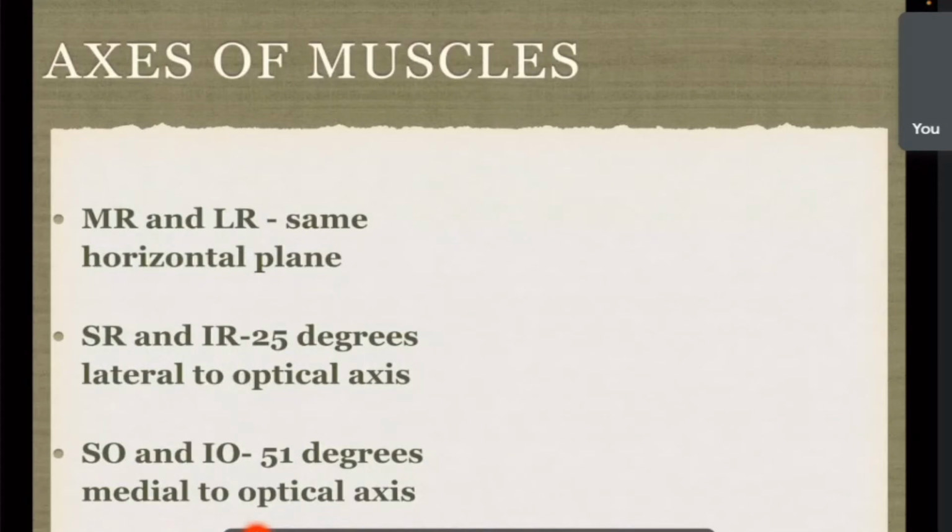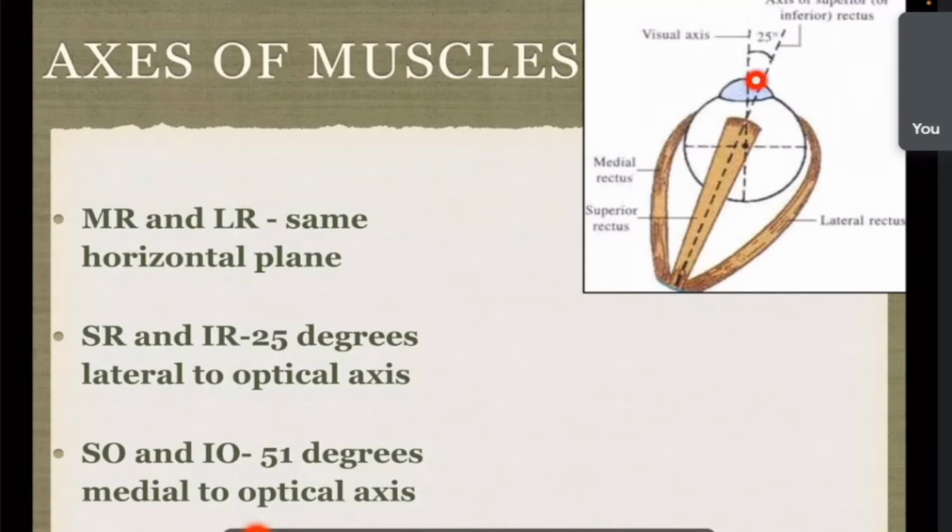Now we have to look at the axis of the muscles. So we saw there is only one action for medial rectus and for lateral rectus, and they lie in the same horizontal plane. So they will have the same axis as that of the optical axis. What is the optical axis? This is the optical axis, from the anterior pole to the posterior pole of the eyeball.